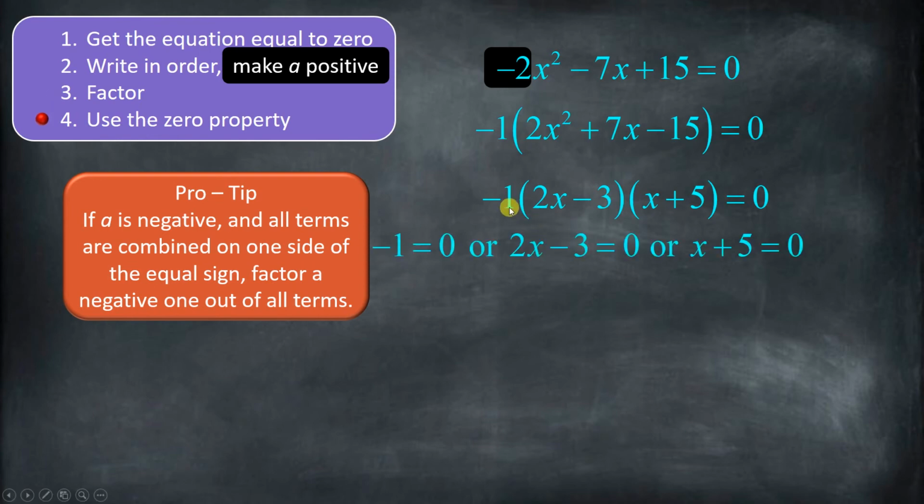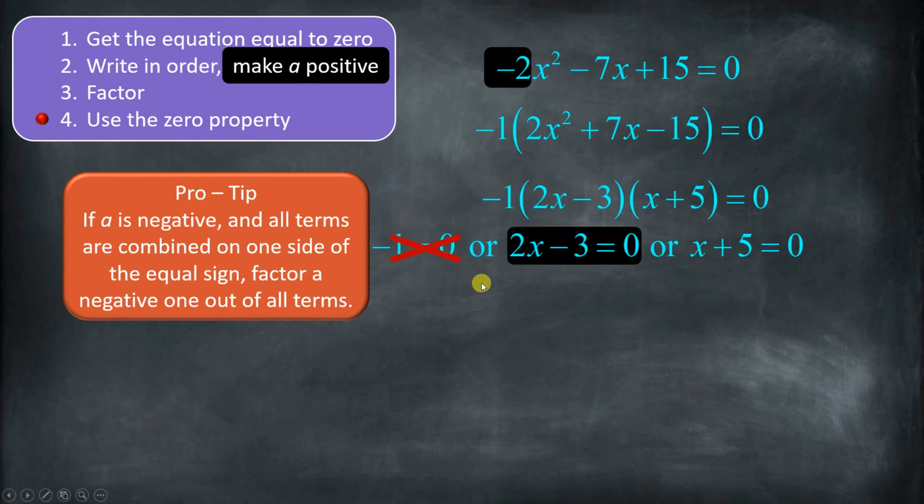So either negative 1 is equal to 0, which is impossible, of course, or this number, 2x minus 3, is 0, or this number, x plus 5, is equal to 0. These things in parentheses are grouped. They're a single number. Whatever x is, this number here is 5 more. Whatever x is, this number is 3 less than twice x. So we're going to have to solve these, right? So this first one's impossible.